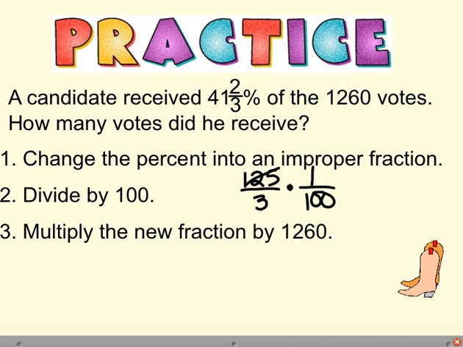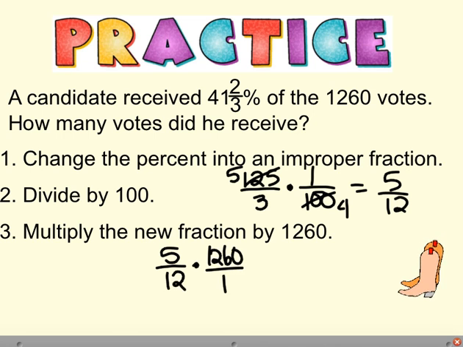So I can simplify a few things. I'm going to divide by 25 here in each of these. So we have 4 and 5. So when I multiply, I get 5 over 12. 41 2/3 percent is actually 5/12 as a fraction. So I use 5/12 times 1260. And I can actually reduce this a little bit.